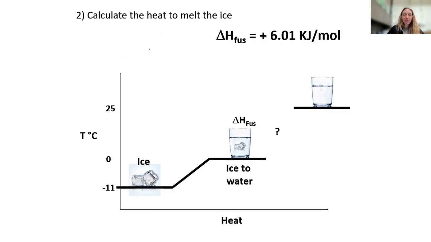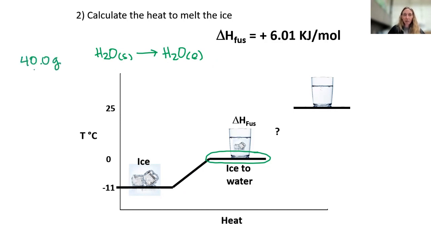Step two, we need to calculate the heat to actually melt the ice, right? So right here is this step. How much heat is it going to take for all of my ice, so my water as a solid, to convert to water as a liquid, right? How much heat is that going to require? And that's going to be dependent on how many grams I have.